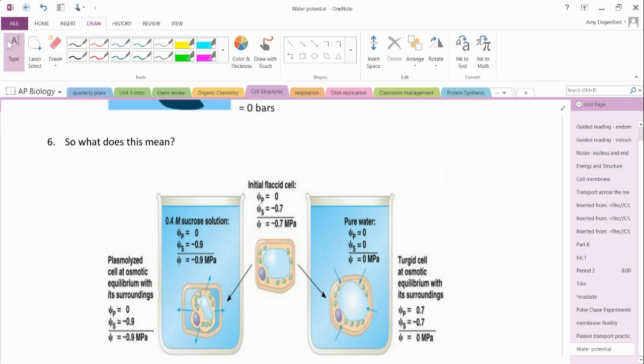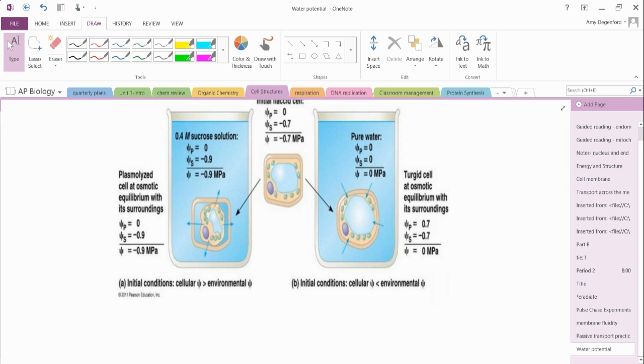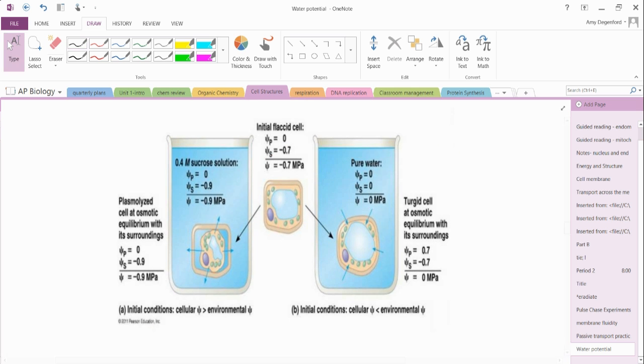So let's take some practice problems. Over here on the left, this is the initial condition, cellular and environmental. The solution is a 0.4 molar sucrose solution, and it's in the beaker, so pressure potential is 0. Solute is negative 0.9, so that means overall the water potential is negative 0.9. Now, the surrounding solution in the plant is negative 0.7.